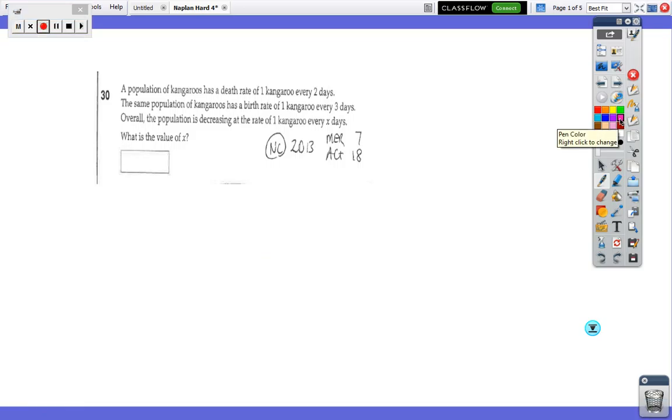Okay, so we've got 0, 1, 2, 3, 4, 5, 6, 7, 8, 9, 10. Every 2 days there's a death, so -1, -1, -1, -1, -1, -1. And there's a birth rate of +1 every 3, so +1, +1, +1. We might need to look at more, but let's see what we've got. So we say there's nothing happening there.